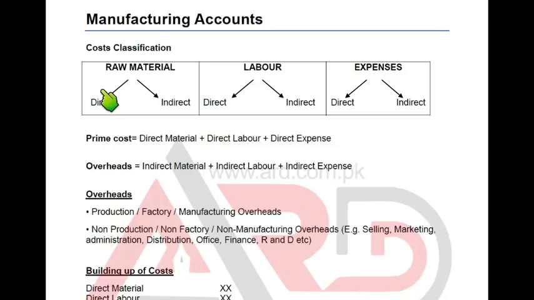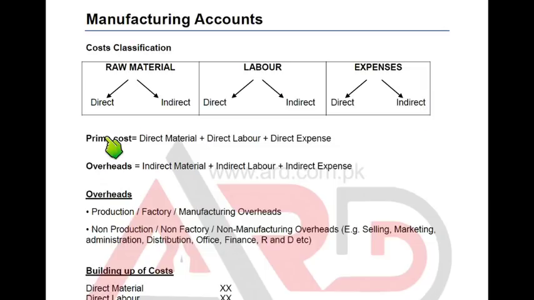First of all, we discussed there are three types of costs, namely material, labor, expenses. Then we discussed cost can be direct or indirect. So till now we have six types of cost: direct material, direct labor, direct expense, indirect material, indirect labor and indirect expense. Now what is prime cost?